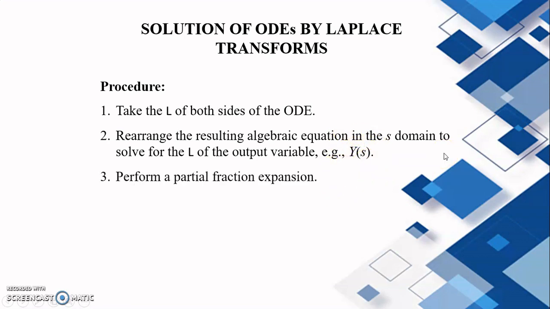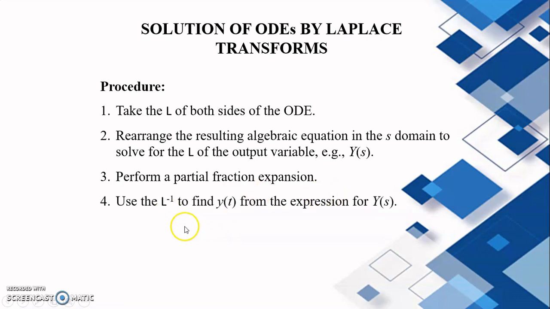The third step is to perform a partial fraction expansion. Later on, we will see what partial fraction expansion is. And lastly, we use the inverse Laplace transform to revert back to y(t). Just now we went from x(t) to Y(s), and then we convert back into y(t) from the expression for Y(s) using the inverse Laplace transform. So these are the four simple steps to solve an ODE using the Laplace transform.